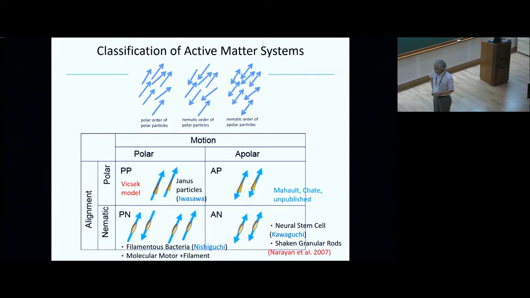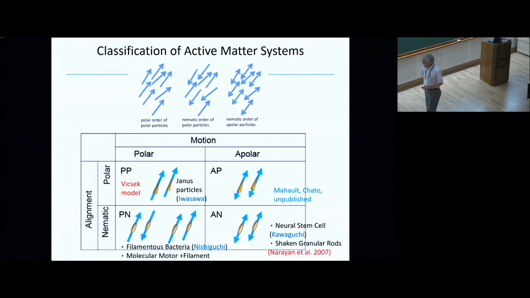And our Janus particles maybe belong to this case. And the filamentous bacteria show nematic alignment, but each bacterium has a polar symmetry. It has a head and tail. And molecular motors and the motility assay also belong to this. And I don't know if this case is published or not, but Benoit and Chate are studying these very special cases.